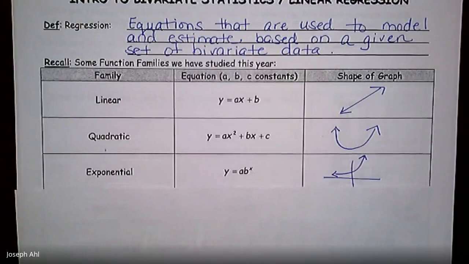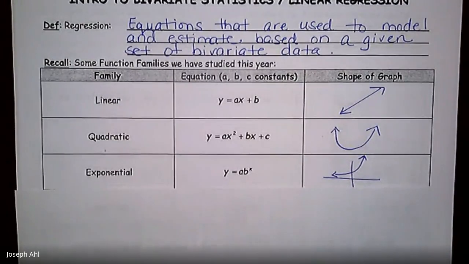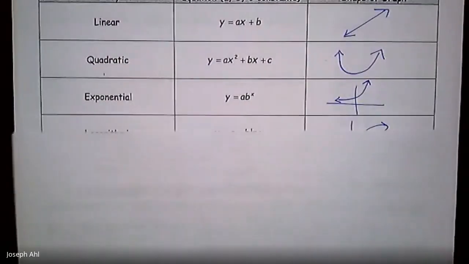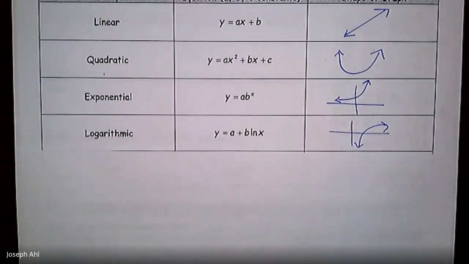Quadratic, again, depending on the value of a, it might be opening up, it might be opening down. We've studied exponential functions of the form a times b to the x. So when you have an exponential of this form, it's going to have that horizontal asymptote at y equals 0, so keep that in mind. We've studied the inverse of exponential, which would be a logarithmic function. When we do logarithmic regression, it does use the specific function ln of x. So ln of x, as a reminder, is the natural log function. It's log base e.